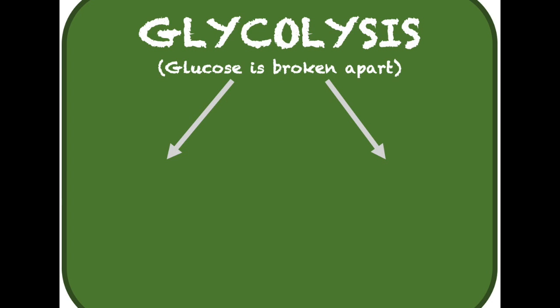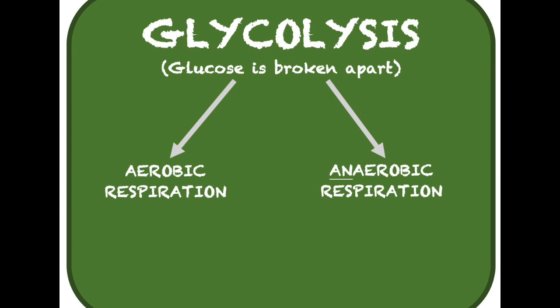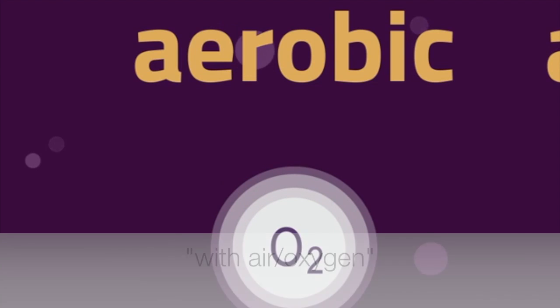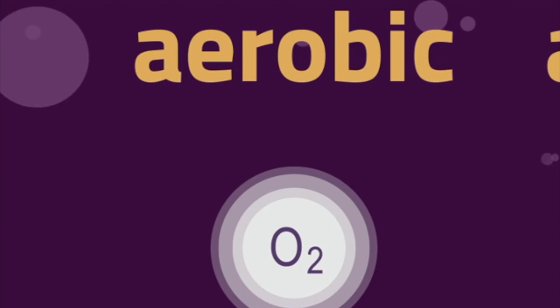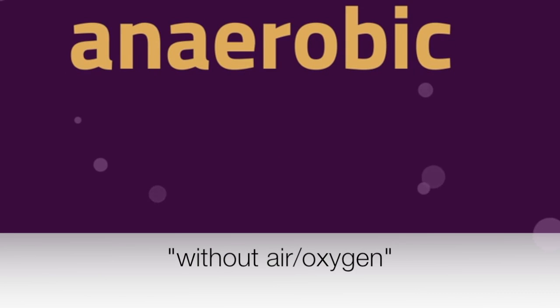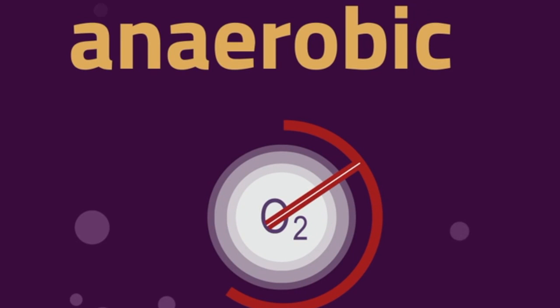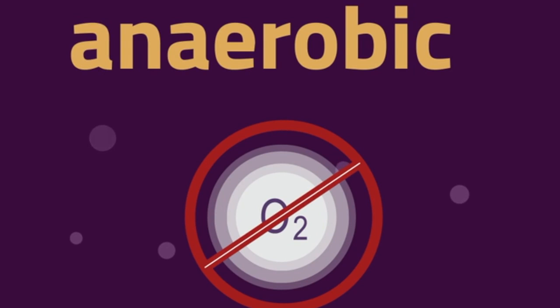There are two types of respiration that can occur after glycolysis: aerobic respiration and anaerobic respiration. Aerobic means with air or oxygen, so it occurs when oxygen is present. Anaerobic respiration means without air or oxygen, so it occurs when oxygen is absent.